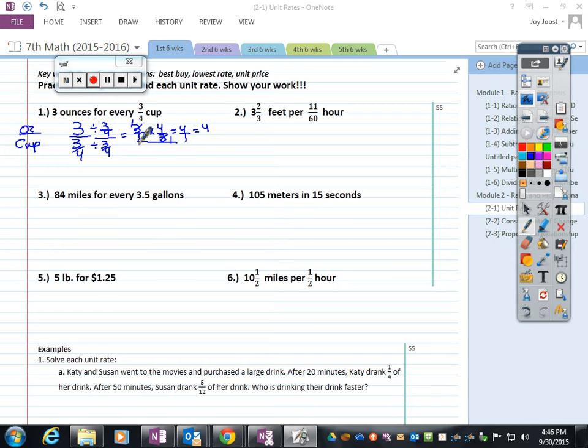But let's look and see what that looks like. We would take the first fraction. The division sign would become multiplication. We would use the reciprocal of the second fraction. So 3/4 would become 4/3. Our 3's would cancel out. And our 4's would cancel out. And our denominator would be 1. Since we are looking for a unit rate, that is our goal. So our unit rate would be 4 ounces for every 1 cup.